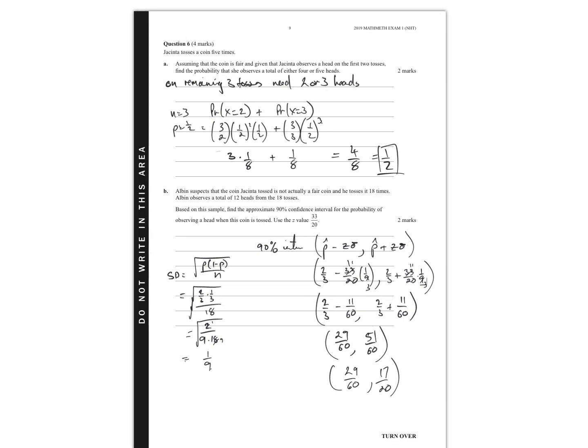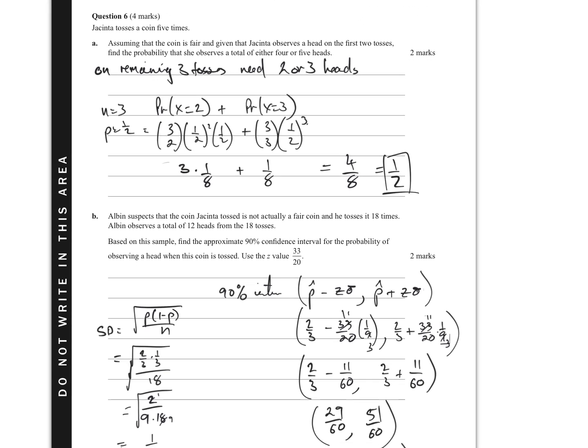Just to toss the coin. Fair, we need to observe a head on the first 2 tosses, that she did observe a head. She observes a total of either 4 or 5 heads. So she's tossed the coin 5 times, and the first 2 tosses were heads. All right, which means on the remaining 3 tosses, I need to see 2 or 3 heads.